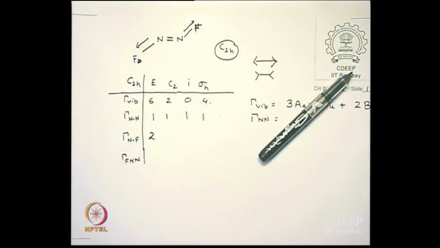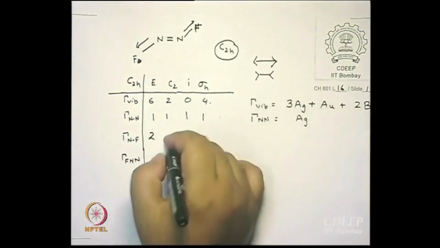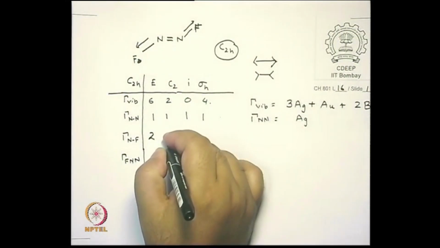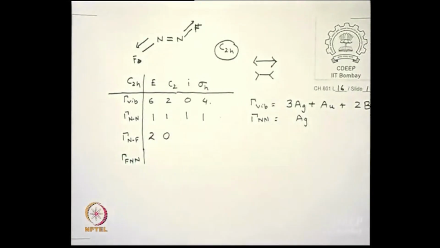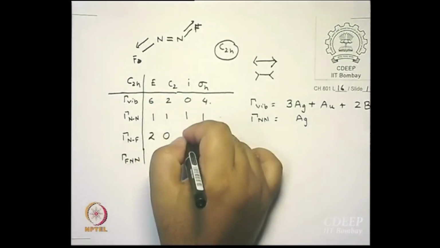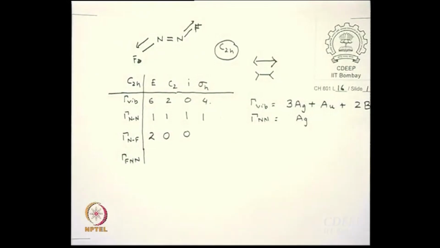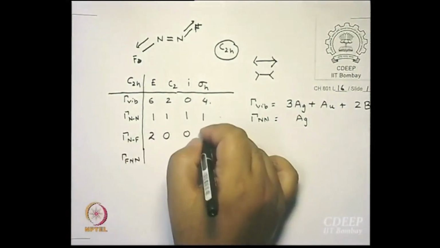Question? What about this? Okay. Are you okay so far? So it's going to be what? 0 for C2. What about I? The same thing will happen. Blue and black arrows will interchange places and they will go off diagonal. The ones will go off diagonal. So 0. And what about sigma h? 2. They are left where they are.